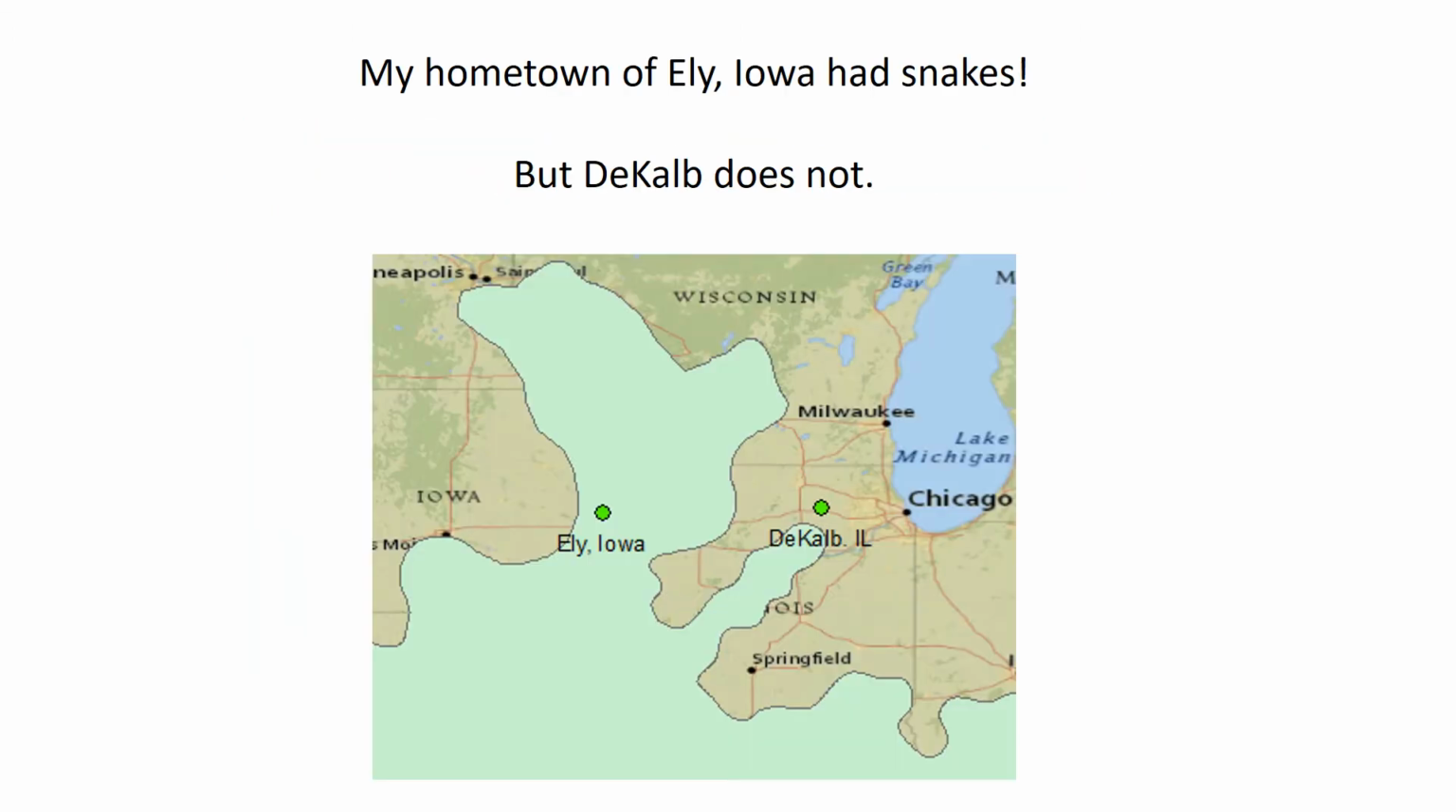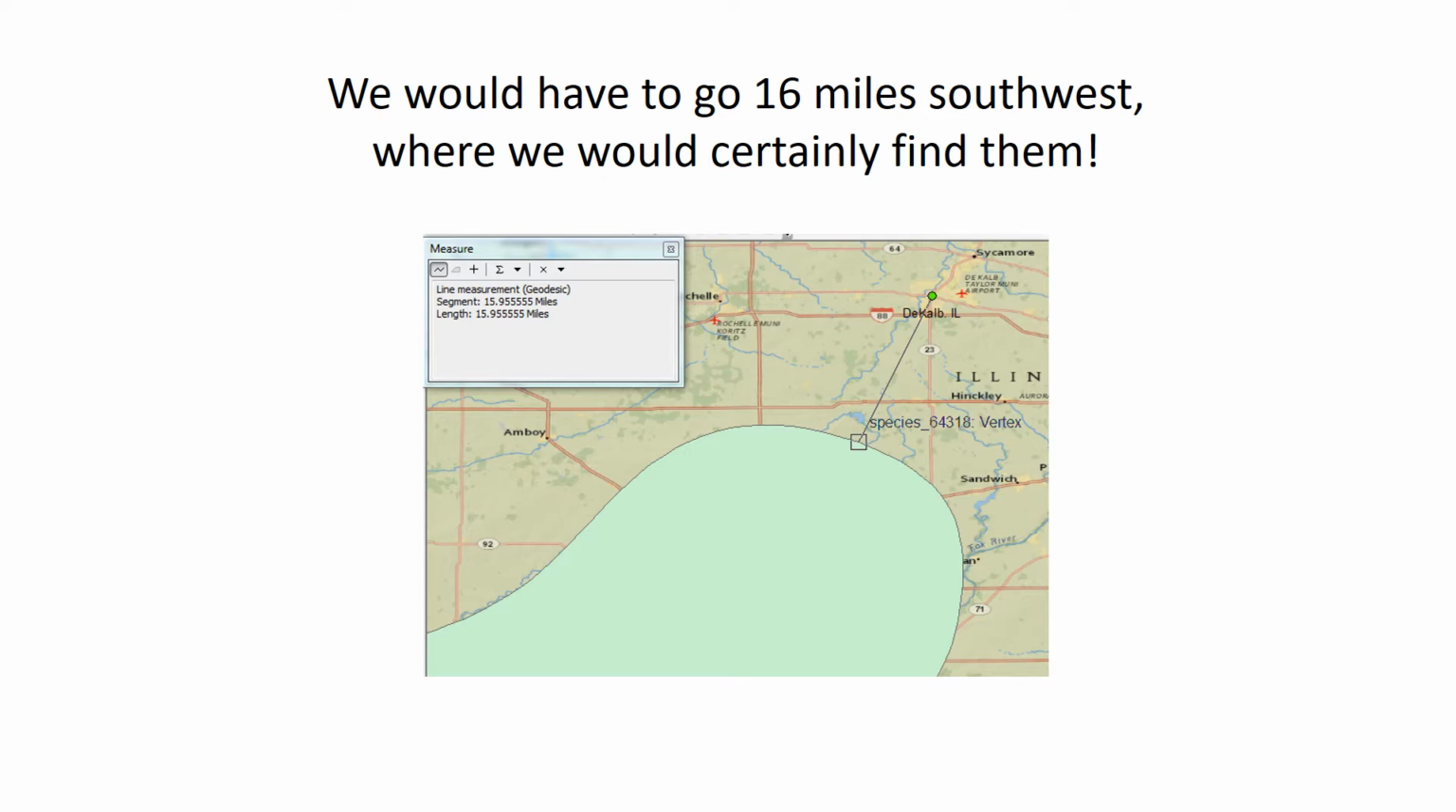I pulled the data down and brought it into ArcGIS and took a look at whether or not the region for timber rattlesnakes was actually in my hometown. I'm from Ely, Iowa, and sure enough, timber rattlesnakes show up as being included in that species distribution. So that was great. But DeKalb doesn't. DeKalb's not in there. If we measured, we would find that the closest distance is about 16 miles or so.